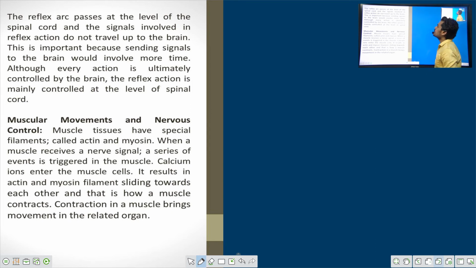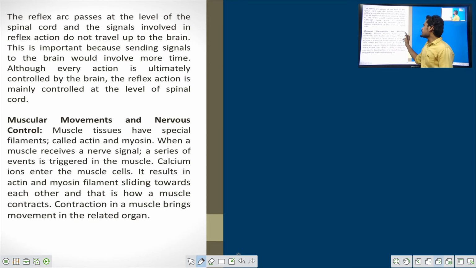The reflex passes at the level of the spinal cord and the signals involved in the reflex action do not travel up to the brain. This is important because sending signals to the brain would involve more time. Although every action is ultimately controlled by the brain, the reflex action is mainly controlled at the level of the spinal cord. So you respond immediately. The signal goes up to the spinal cord, it does not travel to the brain.